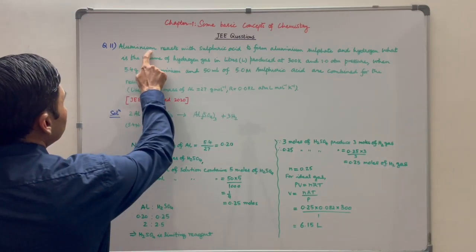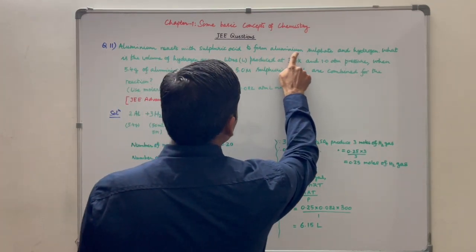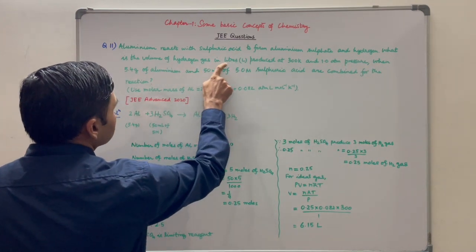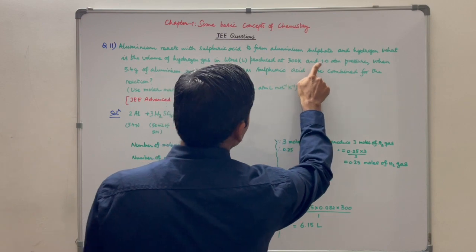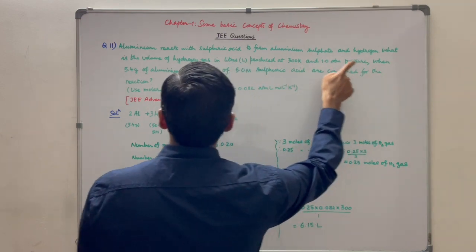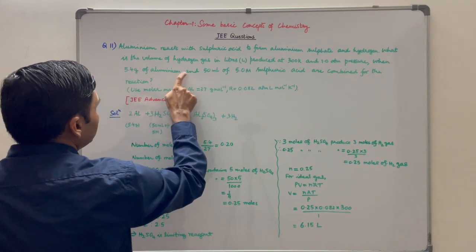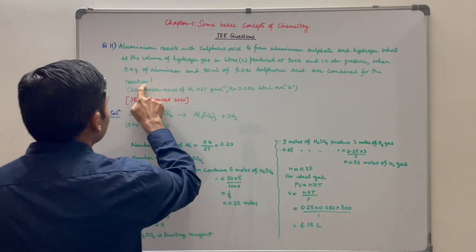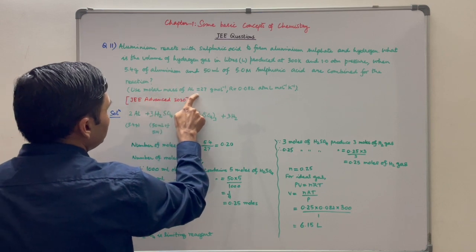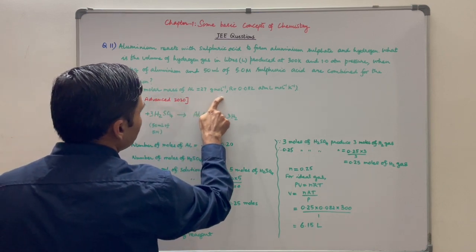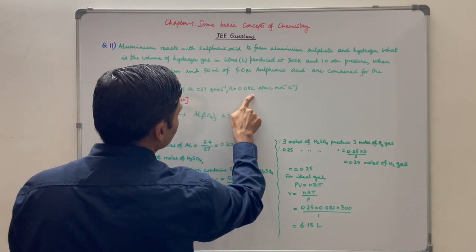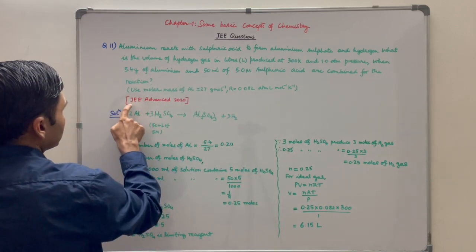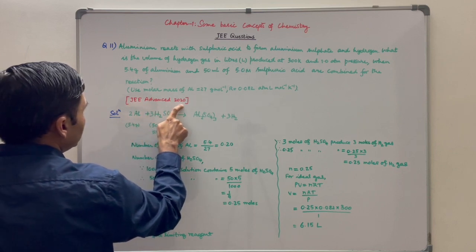11th question. Aluminium reacts with sulfuric acid to form aluminium sulfate and hydrogen. What is the volume of hydrogen gas in liters produced at 300 Kelvin and 1 atmospheric pressure when 5.4 gram of aluminium and 50 ml of 5 molar sulfuric acid are combined for the reaction? Use molar mass of aluminium is equal to 27 gram per mole, R is equal to 0.082 atmospheric liter per mole per Kelvin. This question was asked in JEE Advanced 2020.